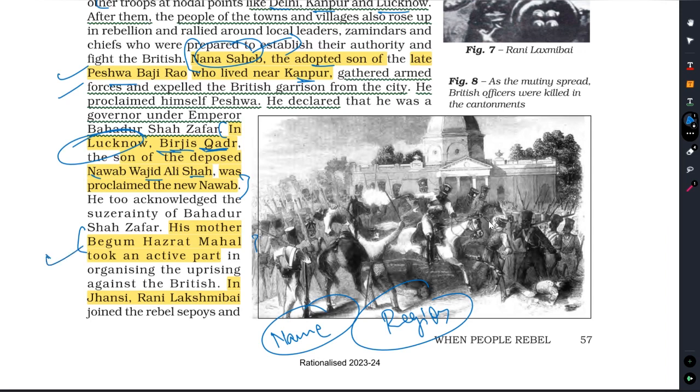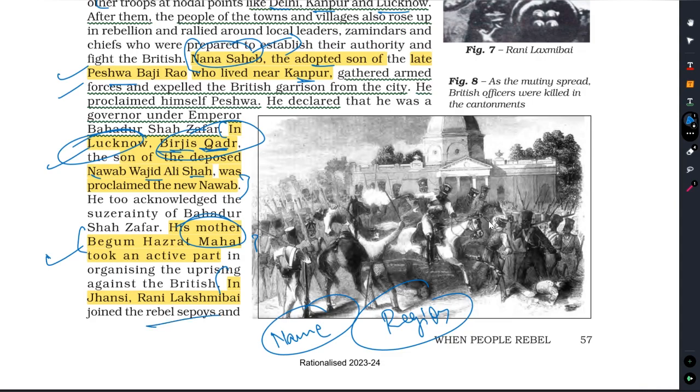In Lucknow, Birjis Qadar, son of the deposed Nawab Wajid Ali Shah, was proclaimed the new Nawab. See, Birjis Qadar was a ruler in Lucknow. You need to remember the name of the leader and the region they came from. They might ask you match the following type of questions. His mother was Begum Hazrat Mahal. You have to remember this name also. Both these names are from the Lucknow region.